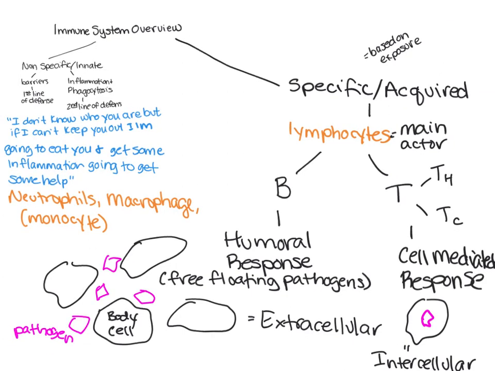And then when we add in the T lymphocyte or the T cell line, there's actually two different types. There's T helper cells and cytotoxic T cells. That's not too important for you guys, but just know that there's the T cells that are going to help with cell-mediated responses. Then these are going to take over once those pathogens have gotten inside of the body cells. So when they're intracellular, now we need to turn to our T lymphocytes to see what kind of help they can provide for us to fight off these pathogens.